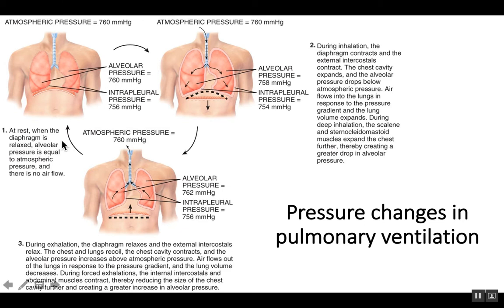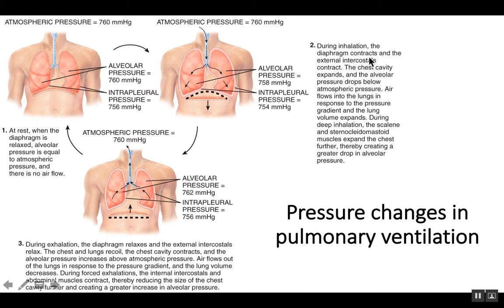Okay, let's transition from step 1. We're at rest. The diaphragm is relaxed. Alveolar pressure is equal to atmospheric pressure, and there's no airflow. We go to stage 2, inhalation. During inhalation, the diaphragm contracts and the external intercostals contract. We know that. The chest cavity expands. The alveolar pressure drops below atmospheric.